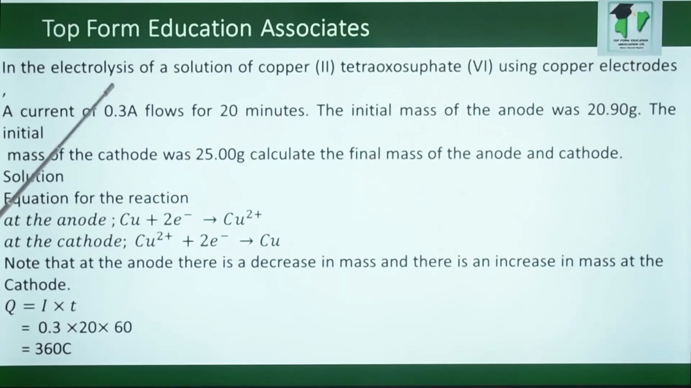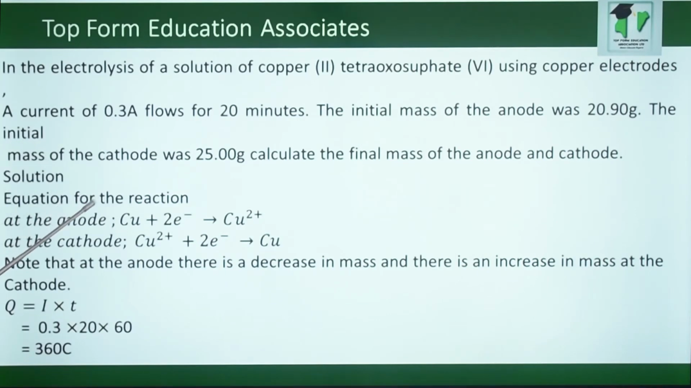In the electrolysis of a solution of copper 2 tetraoxosulfate 6 using copper electrodes, a current of 0.3 amperes flows for 20 minutes. The initial mass of the anode was 20.90 gram. The initial mass of the cathode was 25.00 gram. Calculate the final mass of the anode and cathode.